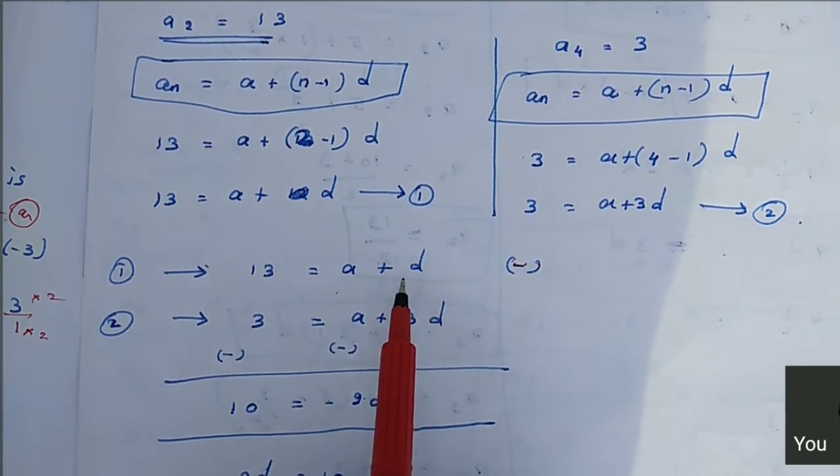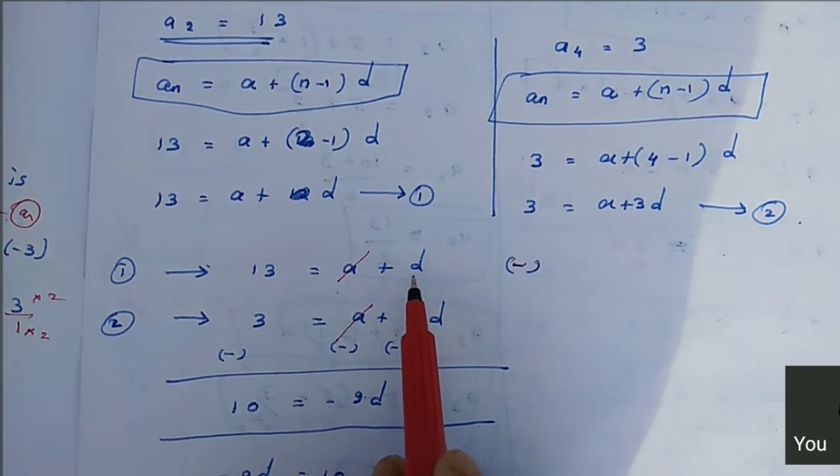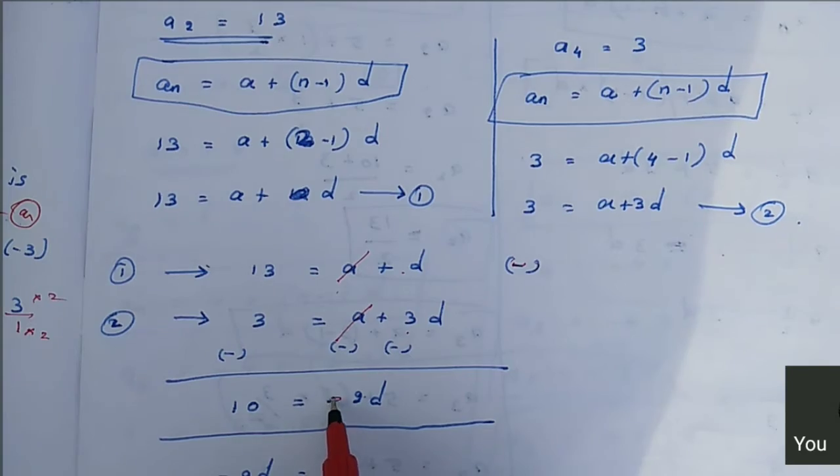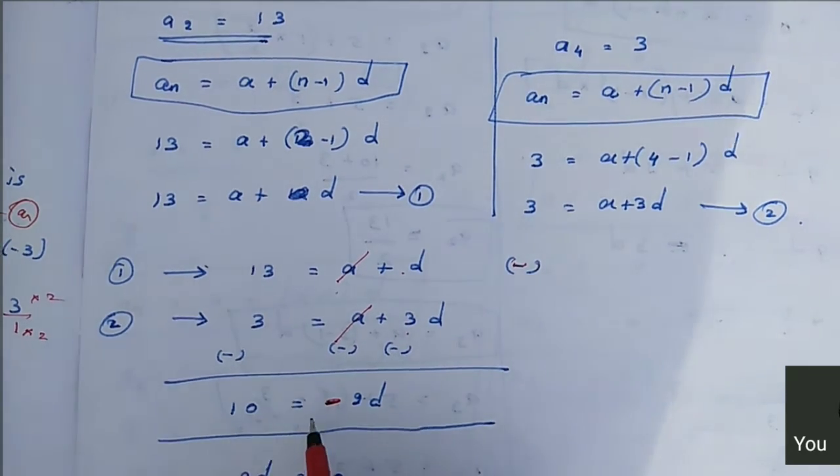Then d and 3d, d minus 3d. What is the answer? Minus 3 plus 1, minus 2. So we get minus 2d. So 10 is equal to minus 2d.